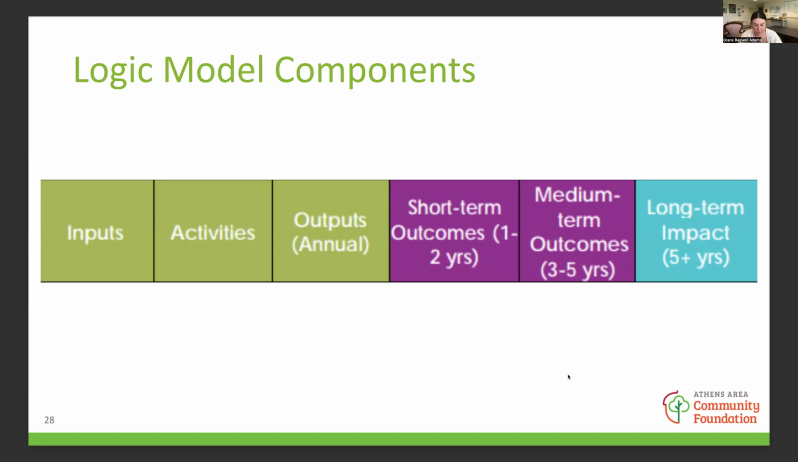It really requires you to think on the front end, what resources do you need to accomplish your program goals? That's what the inputs are about. Inputs are about what is it exactly that you need to make this program happen? How much funding? What kind of staff or key personnel time? What kind of physical space? Okay. What other assets do you need? What things, both tangible and intangible, do you need to make this program happen?